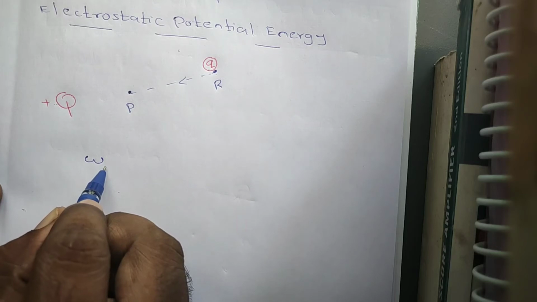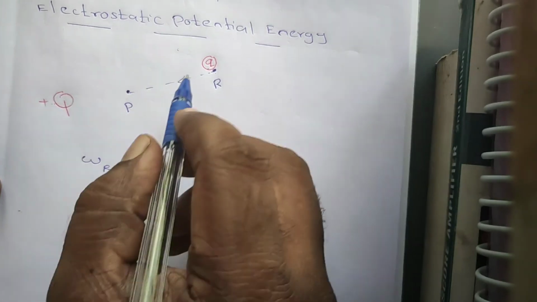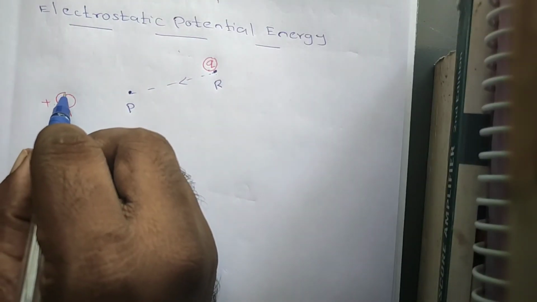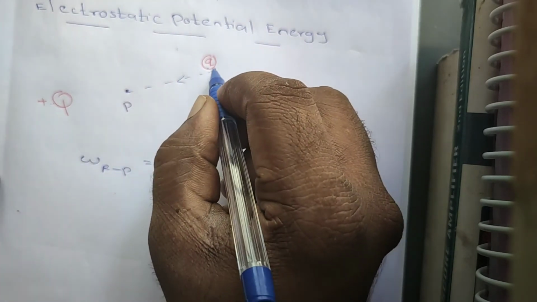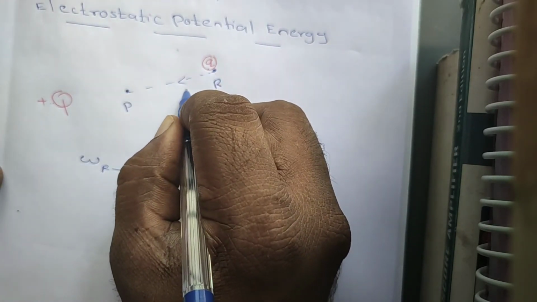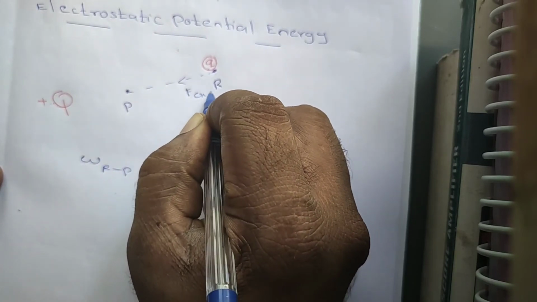Work done to move a charge from R to P. Okay, so how much is that work done? Here the electrostatic force is varying from place to place. Where is the external force? I will draw the external force in this direction. This is the external force.